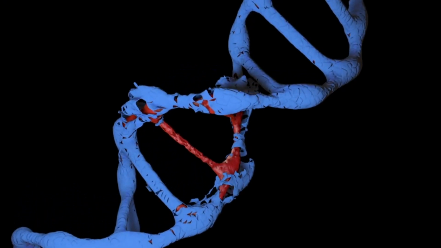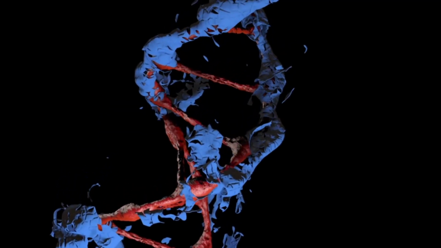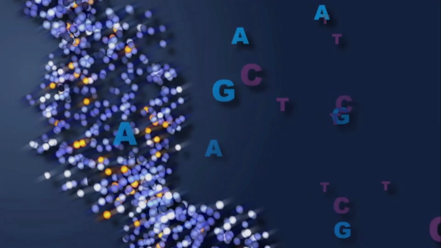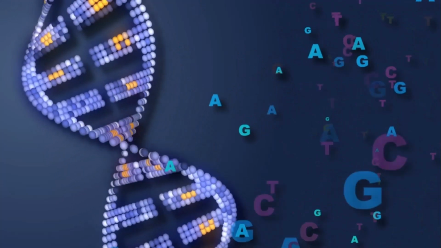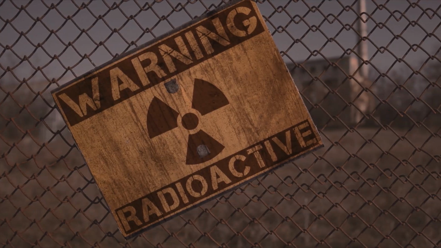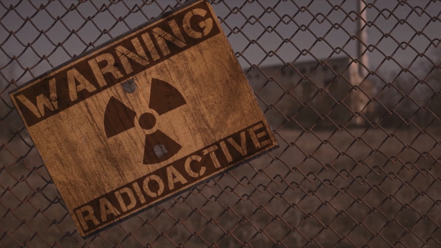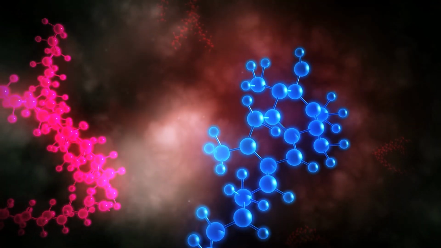Mutations can occur in a number of ways. Spontaneous mutations result from random errors during DNA replication or recombination. Physical and chemical agents called mutagens can also cause mutations. These include high-energy radiation, like X-rays and ultraviolet rays, and chemical mutagens such as toxins and pollutants.